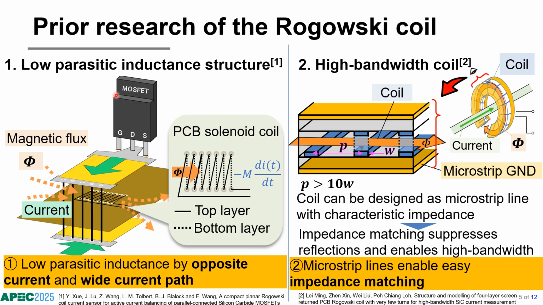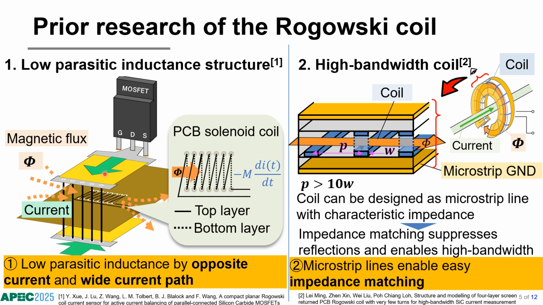This slide shows two prior researches on the Rogowski coil that can address these two issues. The first one is a low parasitic inductance structure. In this structure, a solenoid coil with printed circuit board is embedded inside opposite current paths. The inner magnetic flux created by the opposite current paths is linked to the coil. So the current can be sensed in the same way as a conventional Rogowski coil.